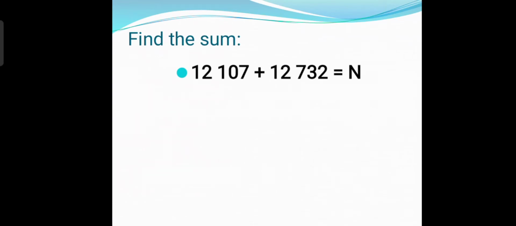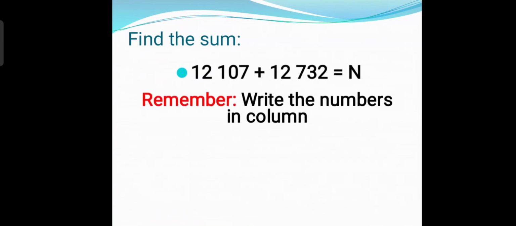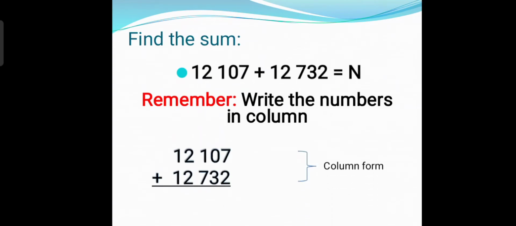12,107 plus 12,732 equals n. Let us always remember that in adding whole numbers, we are going to write the numbers in column. So we have here the column form for that number sentence written above.